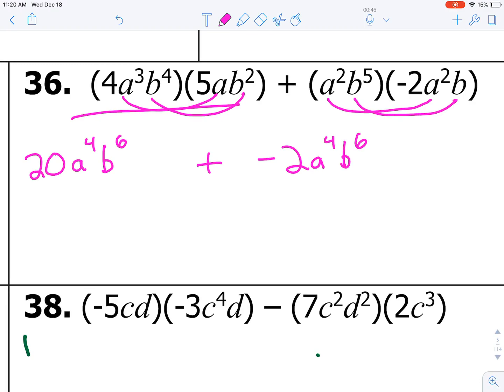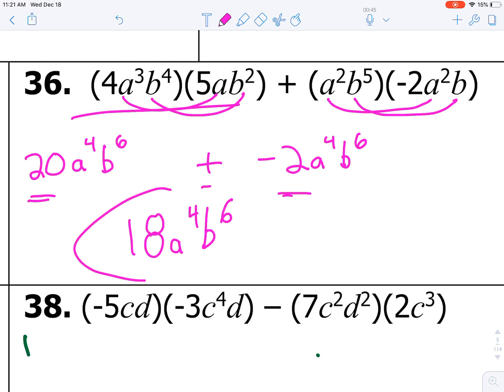And then I check to see if they're like terms. If they're not like terms, then I'm done. But since it's a4, b6 on both of them, I can go 20 minus 2, or 20 plus negative 2. Done.